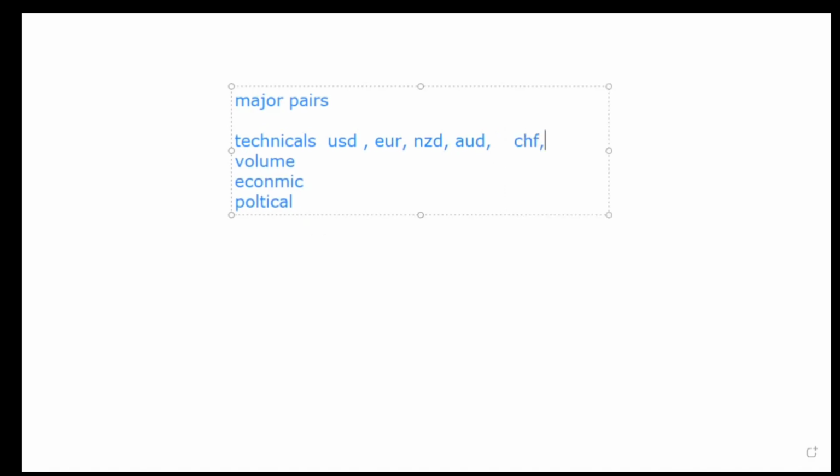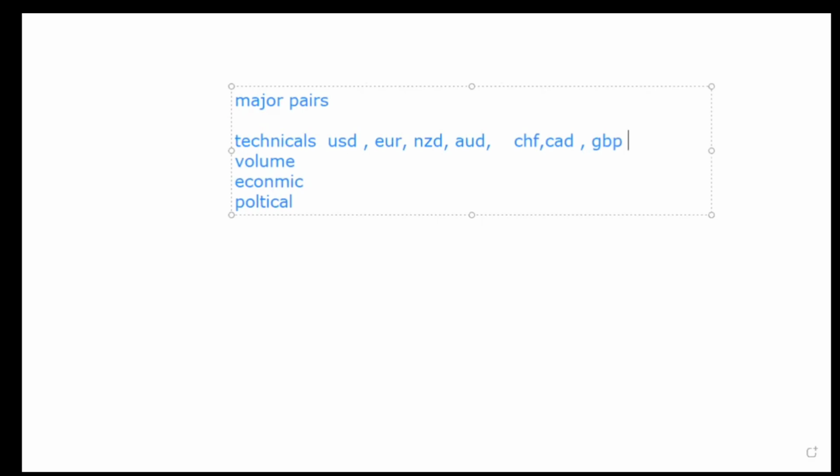CHF means Swiss franc, okay, and the CAD pair. These are some of the major pairs which are going to be affecting the market on a daily basis. GBP, the Great British Pound, is also there, which is affecting the market. These are some of the major currencies which are affecting the market.